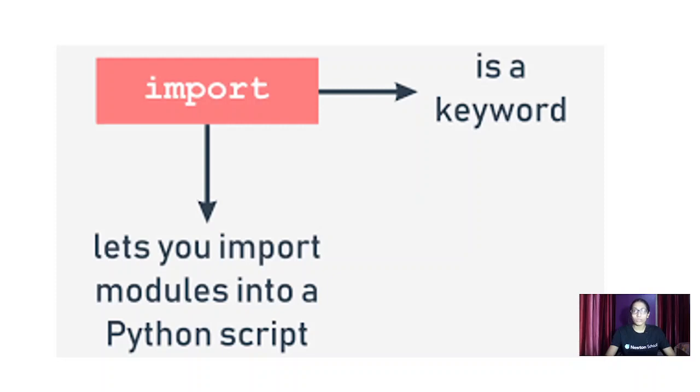So import is a keyword, and importing is done by the module into the Python script. When the interpreter encounters an import statement, it imports the module if the module is present in the search path. The search path is a list of directories that the interpreter searches for the executable.